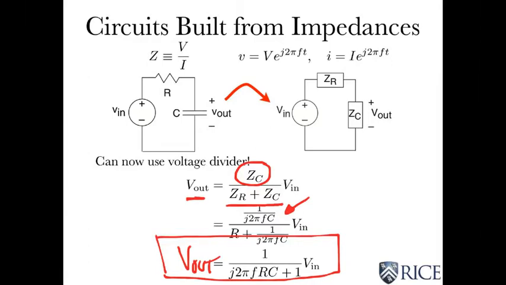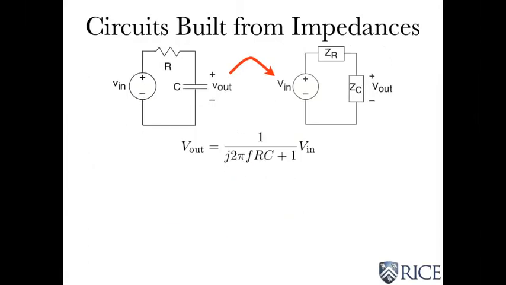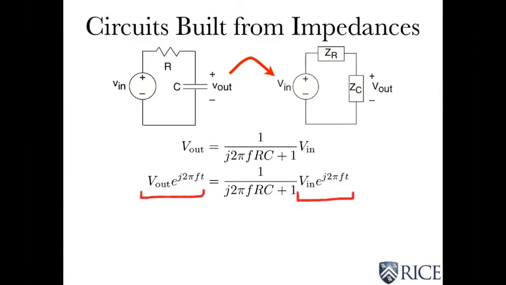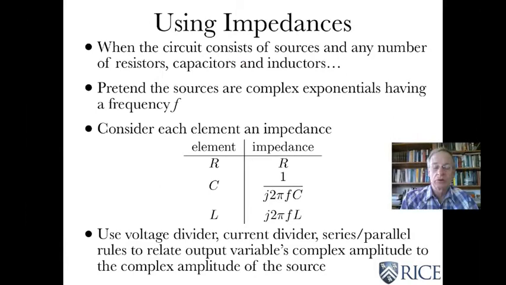So, what could be simpler? And now to complete the story, we put back in the complex exponentials. We, if you will, uncancel the complex exponential that was lurking in the setup from the very beginning. And now we know that when the input is a complex exponential, the output is also a complex exponential, where V_out is equal to this quantity. We have solved the circuit for the case of a complex exponential source. That's the way the impedance game works, if you will.